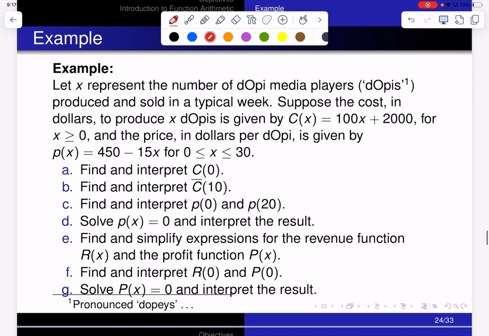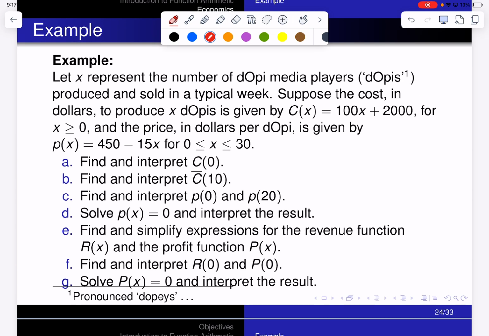All right. So let x represent the number of dopey media players, dopies, produced and sold in a typical week. Suppose the cost in dollars to produce dopies is given by the function C of x equals 100x plus 2,000 for x greater than or equal to 0.